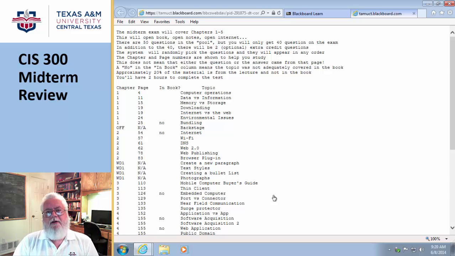Now, the way it works is I create a test pool of 50 questions, but you're only going to get 40 questions out of the pool. So we're still going to have to review all 50 because I have no way of knowing which 40 you're going to get. The computer's going to pick 40 questions, and pick them in any order it wants. So they're not going to be chapter 1 comes first, none of that. It's going to be a little confusing because you're going to be jumping around topic to topic.